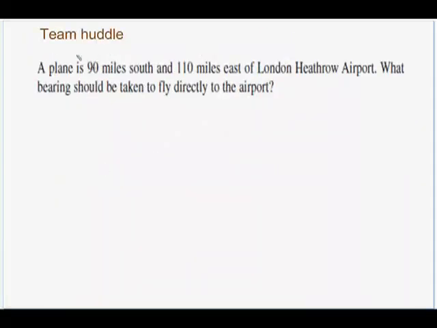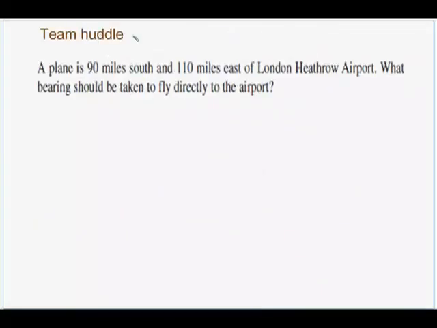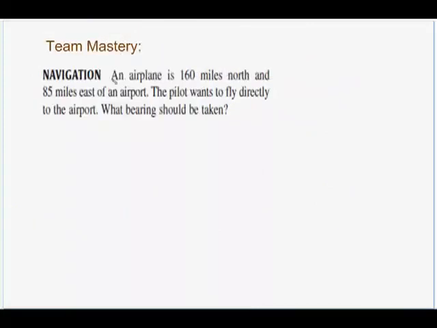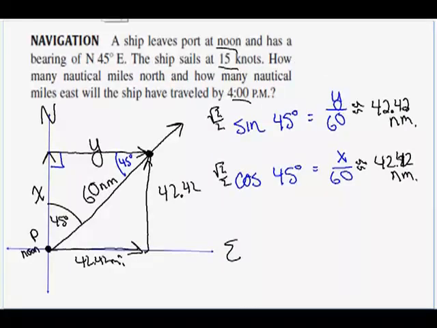Okay, a couple practice problems. First one here, team huddle. A plane is 90 miles south, 110 miles east of London Heathrow Airport. What bearing should it take to fly directly to the airport? Remember, air bearings in air navigation are different. You go from your north-south line clockwise. You can go all the way around. We could have a bearing of 359 degrees. That'd be like 1 degree to the left. So use air measure on that. And then there's another one with another airplane, similar to the one we just did. So pause the video, try those problems, come back, see if you got the right answers.